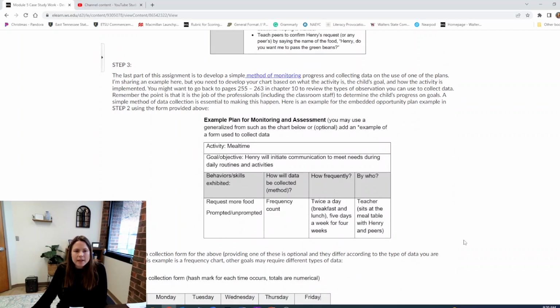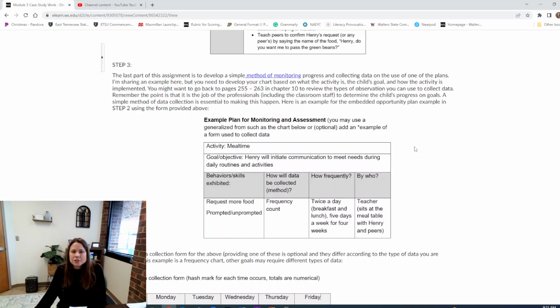So step 3 is going to be the last part of this assignment, which is going to be how are you going to monitor that this is actually helping the child and monitoring their progress. So you have to collect data. So there's an example here that you will need to look at to help you. So when we're looking at the activity, we're looking at the child's goal and how the activity is implemented. Okay, so I gave you pages to go back and refer to in chapter 10 that might kind of help you when you're looking at how to collect data and observing.